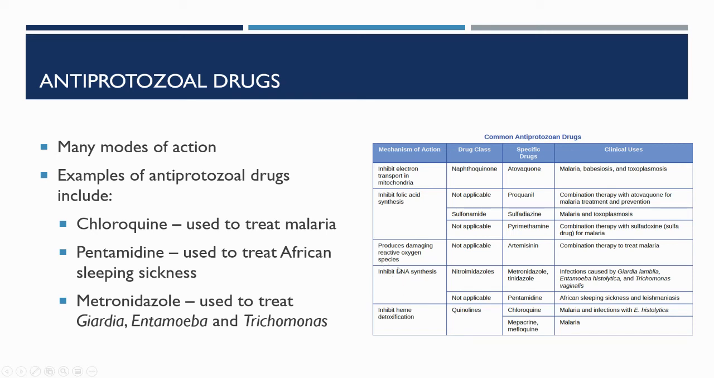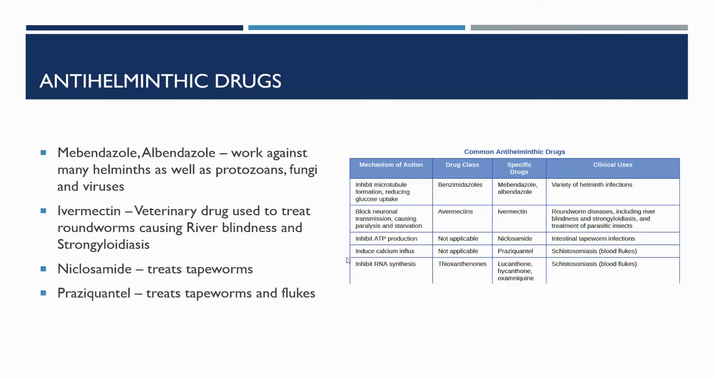We can inhibit DNA synthesis, again, slightly different versions of DNA polymerase and RNA polymerase, or inhibit heme detoxification, so blood group detoxification. We break down and release those ions.